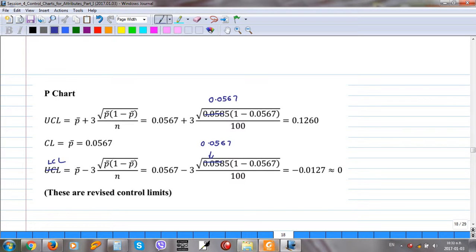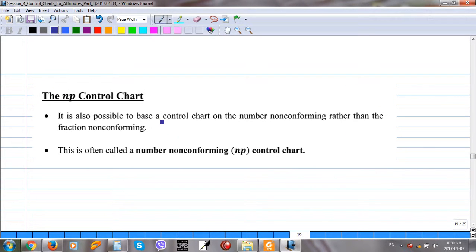And the next thing is the NP control charts. Earlier we considered the P charts, that is fraction non-conforming. Now for NP charts, we are using the number non-conforming. It is also possible to base a control chart on the number non-conforming rather than the fraction non-conforming. So if the question asks for number non-conforming, then you have to use the NP chart. This is often called the NP control chart.